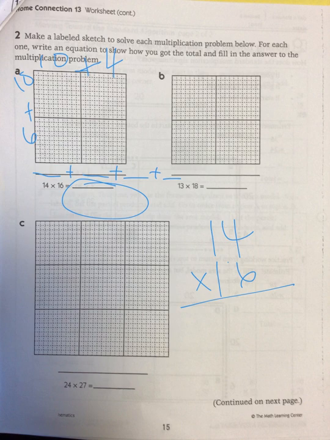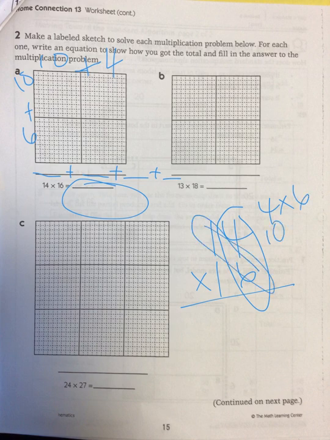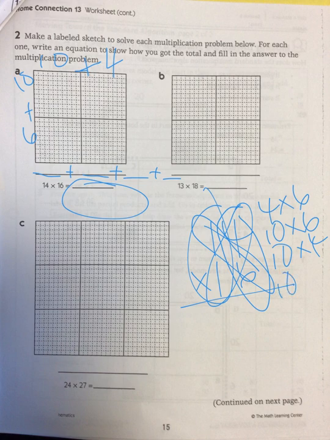When we do the standard algorithm, we're doing exactly what they're doing with the box method. We're doing 4 times 6. We're doing 10 times 6. We're doing 10 times 4. And we're doing 10 times 10. It's just compacted. It's just pushed down.